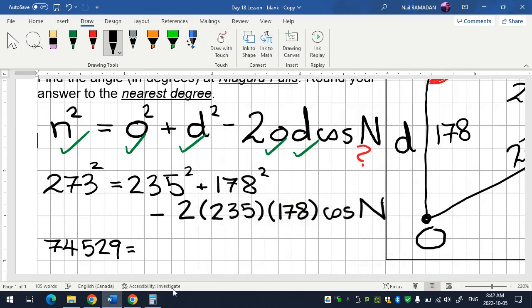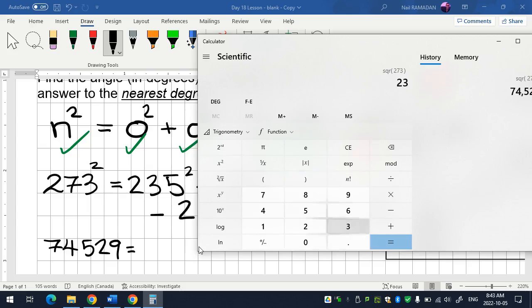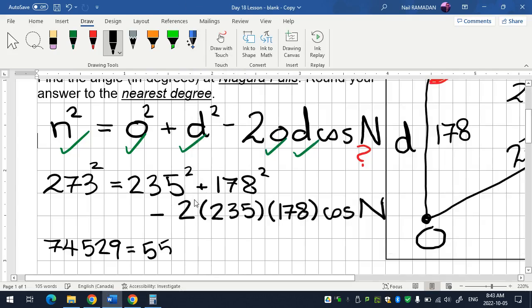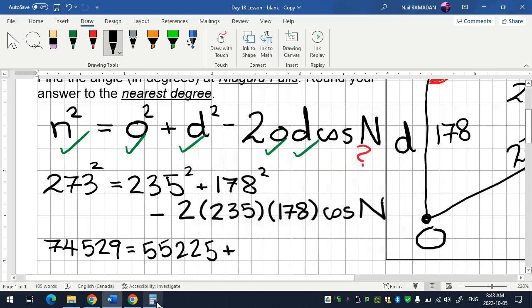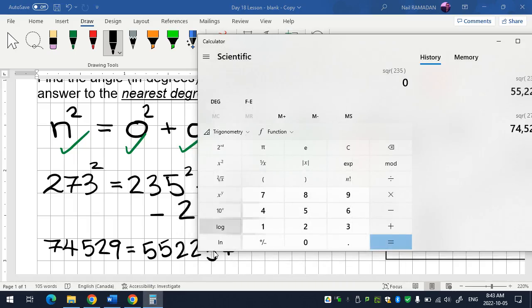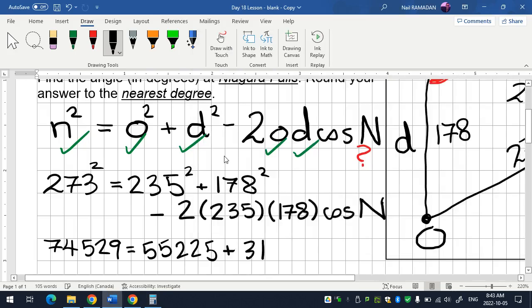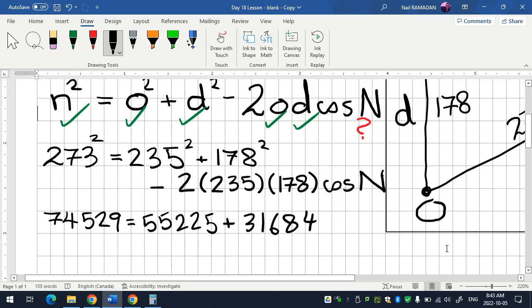Equals. What's 235 squared? 55225. 55225 plus, which one's the other one? Oh, 178. Is it 178 or 173? 178. 178 squared is 31684. Okay. On to the next level.